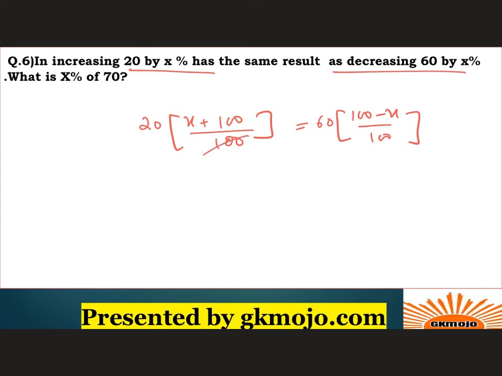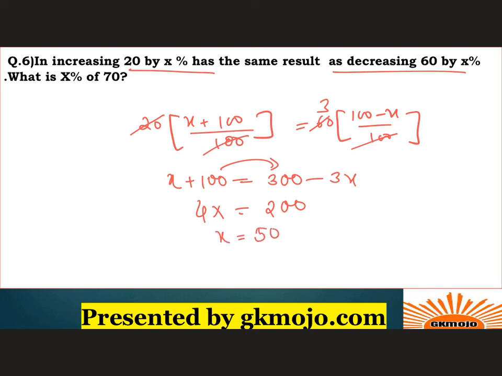How will we solve this? Just cancel out the hundreds on both sides of the denominator. 2 ones are 2, 3 ones are 3. So now we have made the job very easy. x plus 100 is equal to 300 minus 3x. Bring this 3x over here, so this becomes 4x is equal to 300 minus 100, which is 200. So x is equal to 50. So now we know that x is 50. Now what they've asked is, what is x percent of 70? So what is 50% of 70? 50% of 70 is half of 70, which is 35. Hence the correct answer to this question is 35.